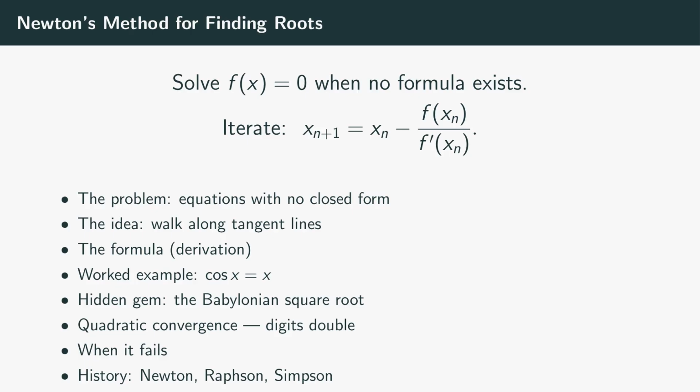What's miraculous is the speed. Each iteration roughly squares the error, so the number of correct digits doubles every step. 3 becomes 6, becomes 12, becomes 24.